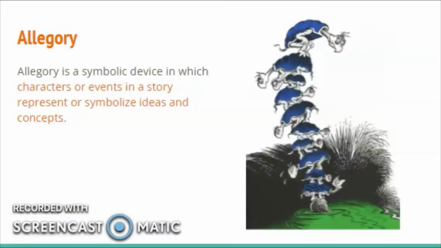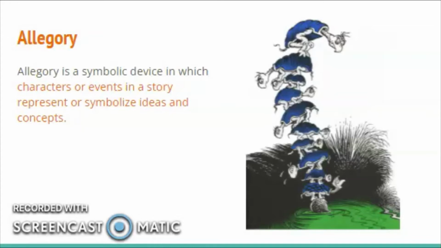Next up, we have allegory. So an allegory is a symbolic device. It builds off of symbolism in which characters or events in a story represent or symbolize ideas and concepts. So essentially the whole story is a symbol for something else.